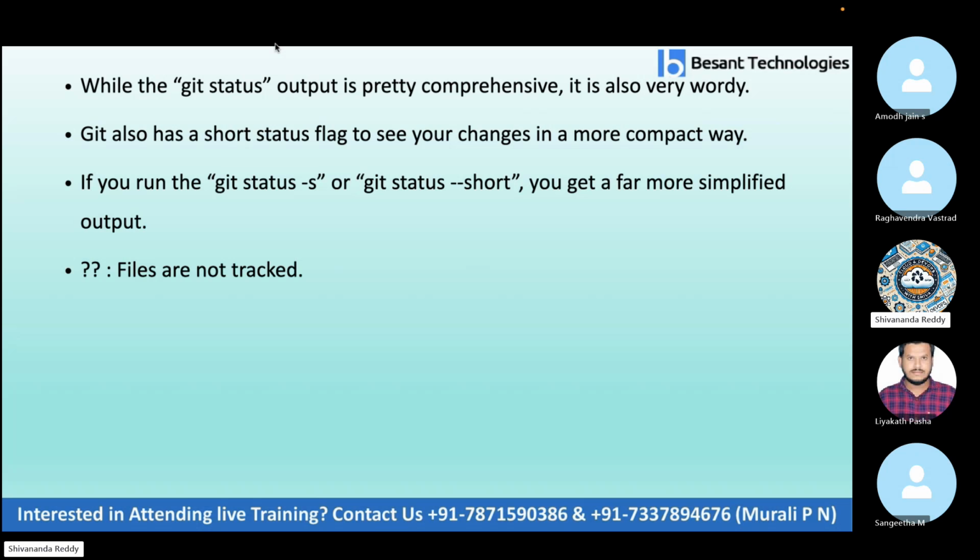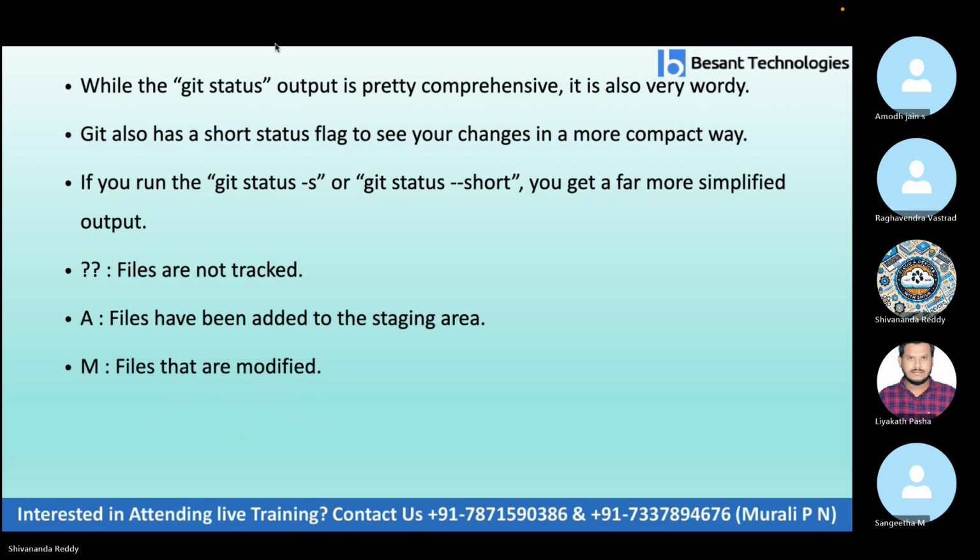Possible outputs: you will get a double question mark. That means files are not tracked, only untracked files get a double question mark. Then capital A means files have been added to the staging area. M means files that are modified. Another M means files that are staged and modified.